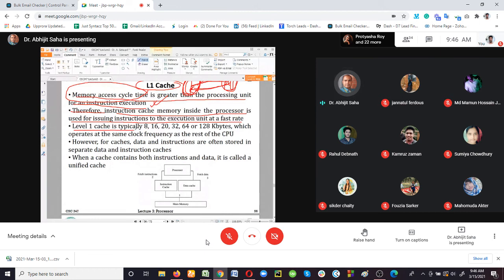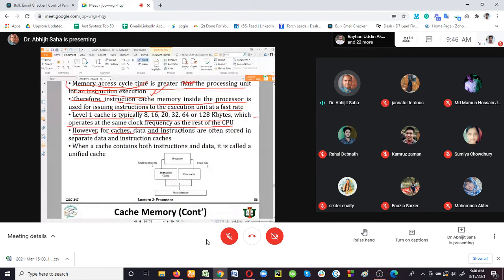The L1 cache is typically 8 to 128 kilobytes, and it operates at the same clock frequency as the rest of the CPU. These are the talking points about the size, and the same clock frequency is needed. However, for L1 caches, data and instructions are often stored in separate data and instruction caches. So it can happen that the L1 cache has two units, the instruction cache and the data cache.